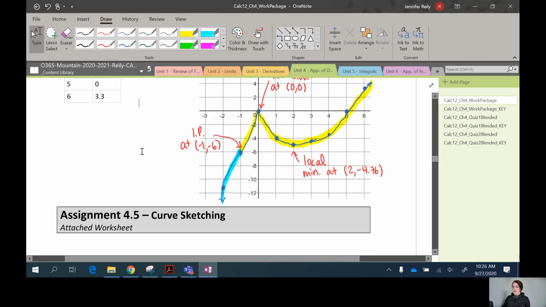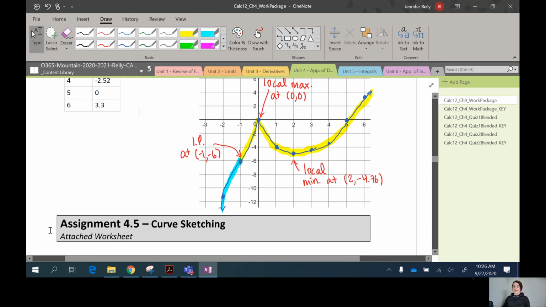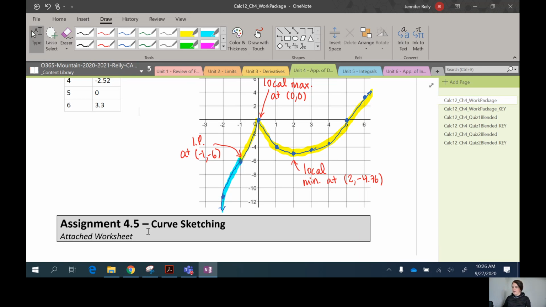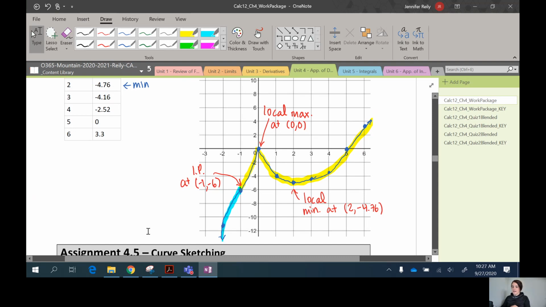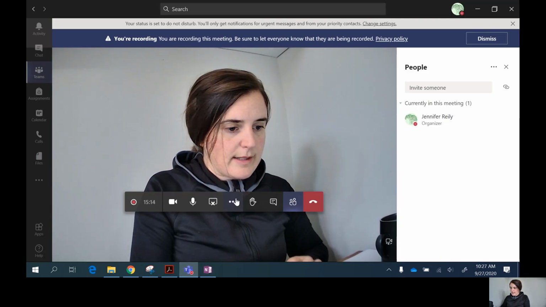Okay, so we have a different type of assignment today. There's just an attached worksheet, and it's more of a review of 4.3 and 4.5. And so you'll be just reviewing the concepts from both of those sections in that assignment. Okay, that's the end of the lesson.